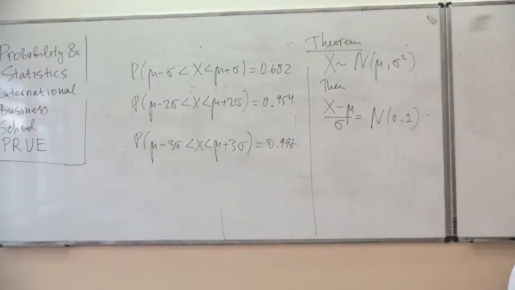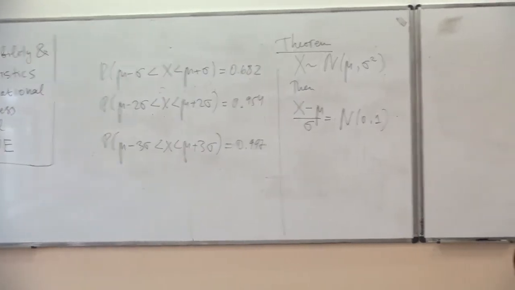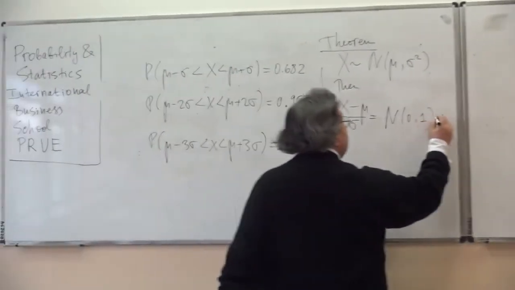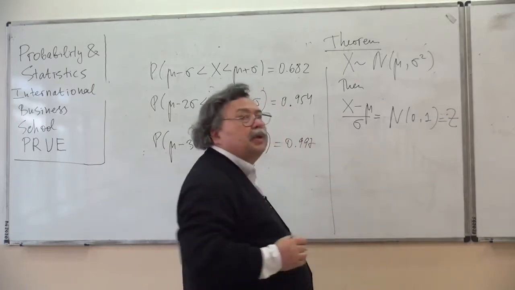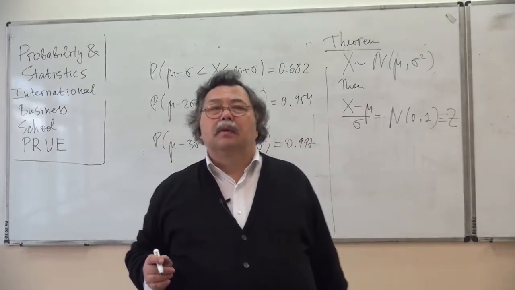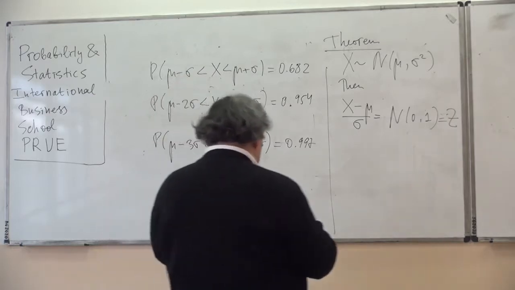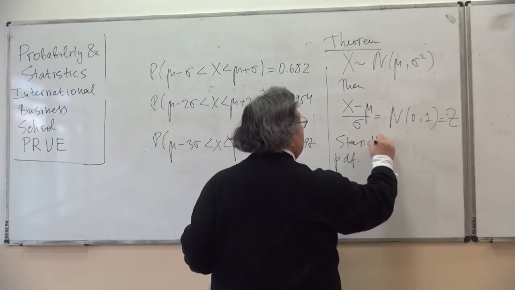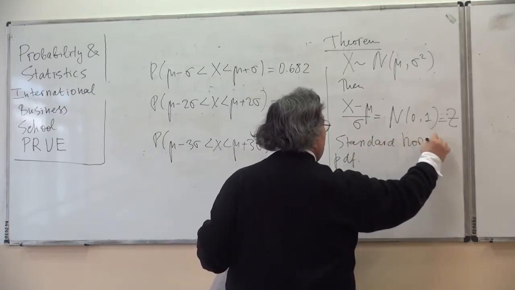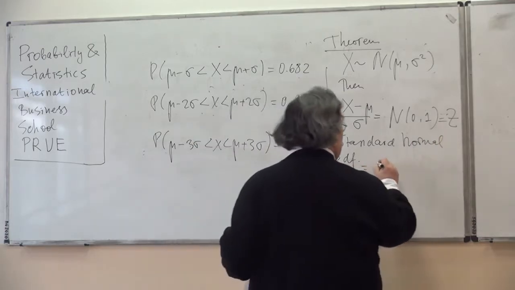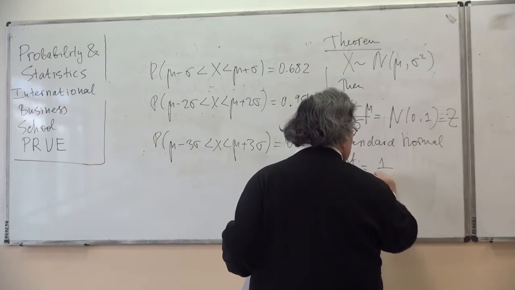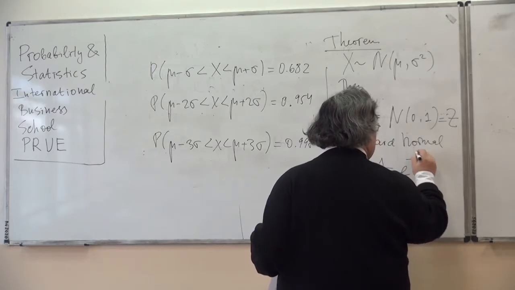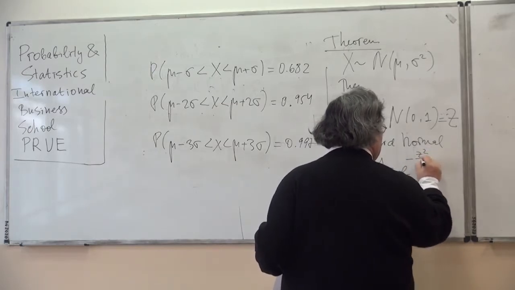Now what is this standard normal distribution about? There is a special name, z, reserved for the standard normal distribution. And the PDF of the standard normal is 1 over square root of 2 times pi, e to the power minus z squared over 2. Okay?